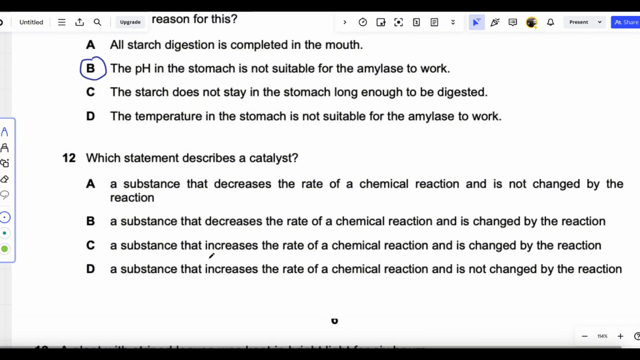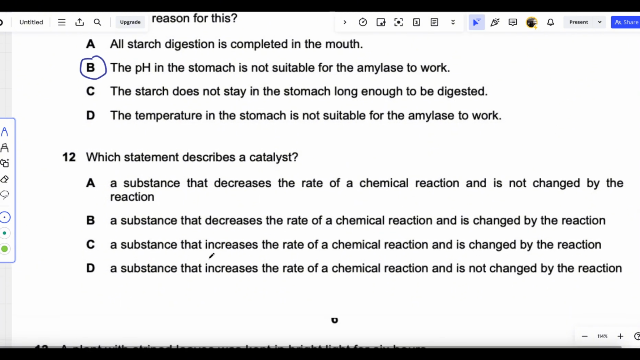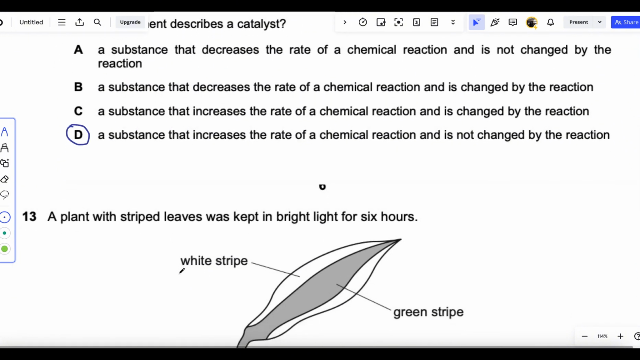Now we go to question 12 as fast as we can. Question 12 says, which statement describes a catalyst? A catalyst speeds up a chemical reaction, but it does not itself get used up in the process. A, a substance that decreases the rate of reaction, is wrong. B, wrong. C, a substance that increases the rate of chemical reaction and is changed by the reaction, no. D, a substance that increases the rate of chemical reaction and is not changed by the reaction, yes. They increase the rate of reaction, but they do not get used up or changed themselves.